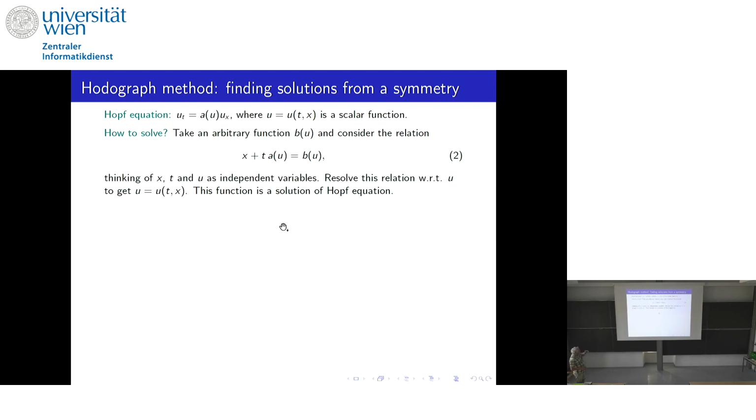Now, we solve this relation with respect to u. It is one algebraic equation, I mean, a and b are functions, but algebraic in the sense that it's one functional equation on the unknown function u, where x and t are known. So it's one equation, and as the unknown, I take u.